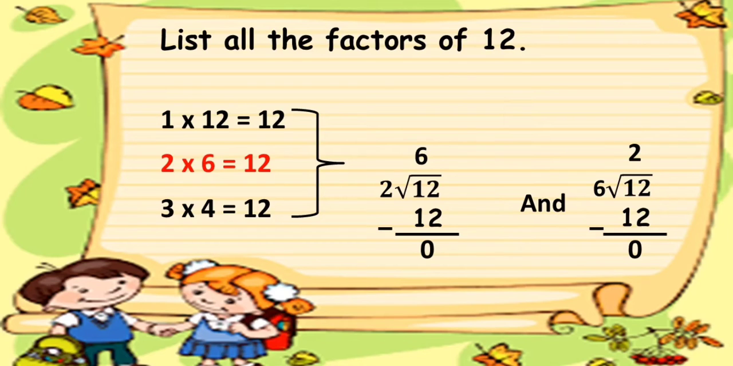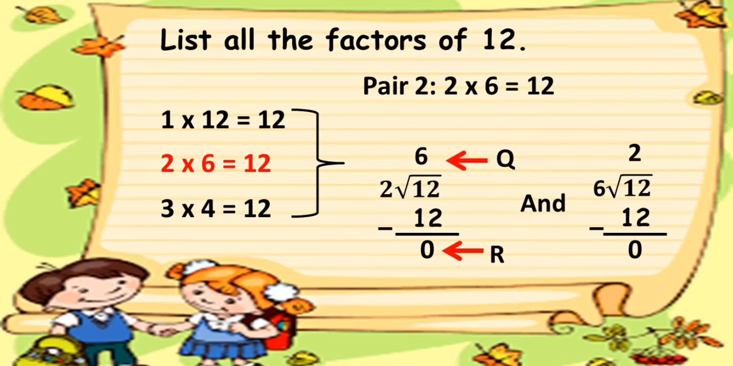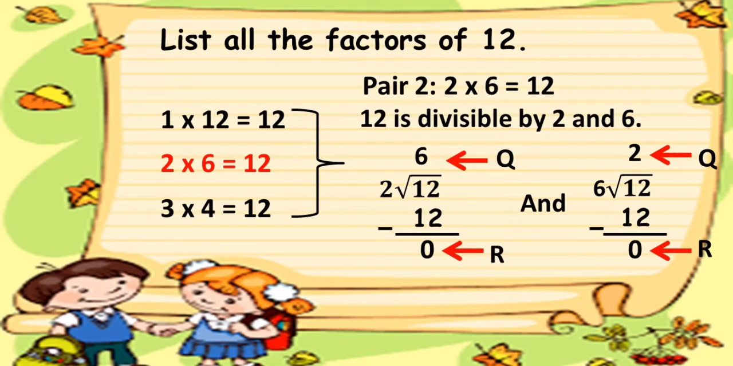And for the second pair, 2 times 6 is equal to 12. When 12 is divided by 2, the quotient is 6 and the remainder is 0. And when 12 is divided by 6, the quotient is 2 and the remainder is 0. So, 12 is divisible by 2 and 6.